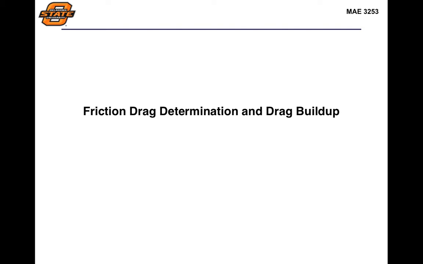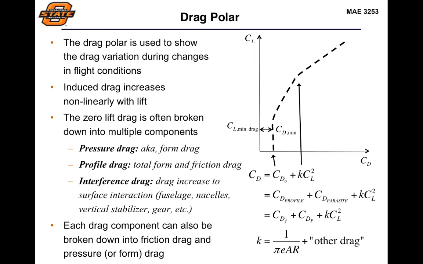Okay, let's take a look at friction drag determination and drag buildup, particularly at other elements on the fuselage that require some estimates of both friction drag and pressure drag. And namely, that's going to be things such as the fuselage and pylons. So first, to remind ourselves, what we're looking at is the entire drag polar.